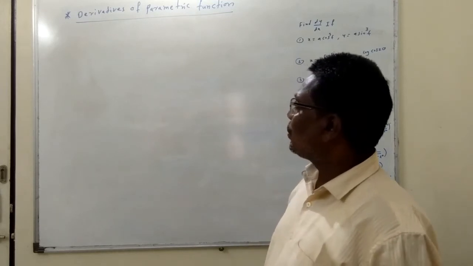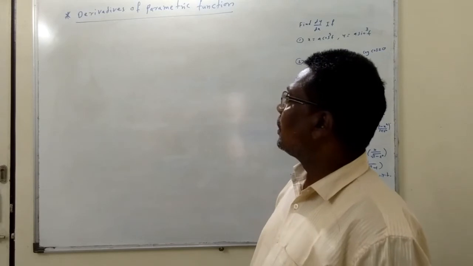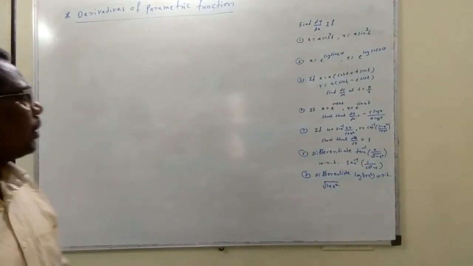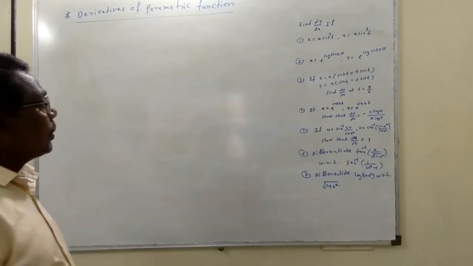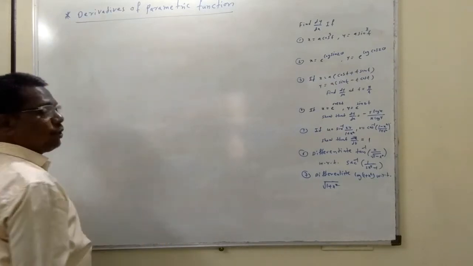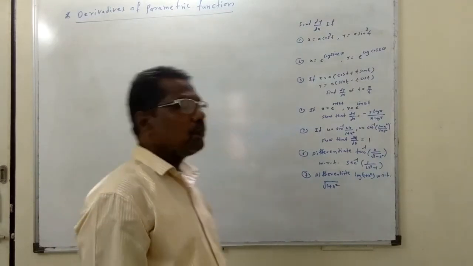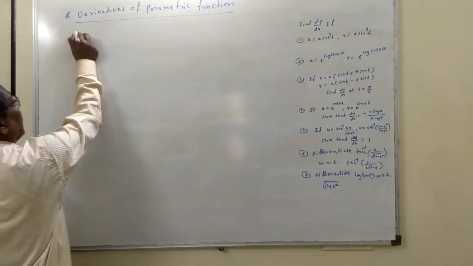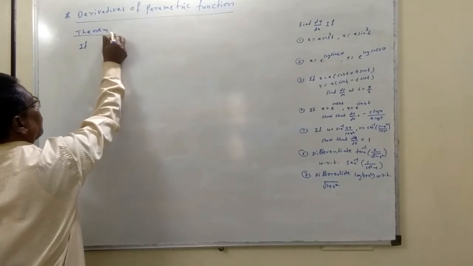Last period we have seen how we take the derivatives of the implicit function. Now today we will see another special function, that is the parametric function, and how we take the derivatives of that parametric function. So the parametric function's functional form is x is equal to f of t and y is equal to phi of t, where t is the parameter.